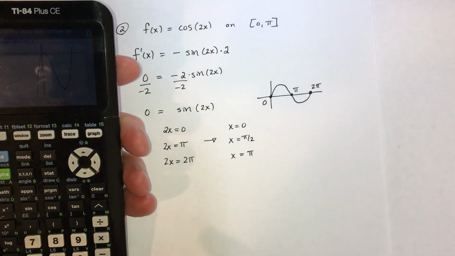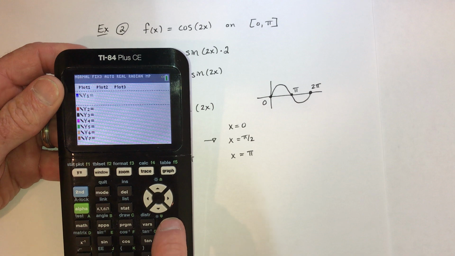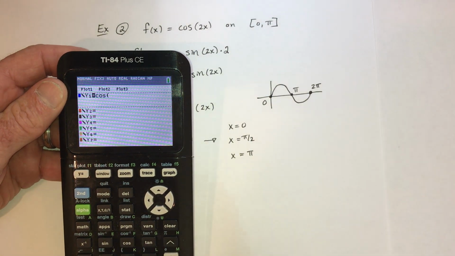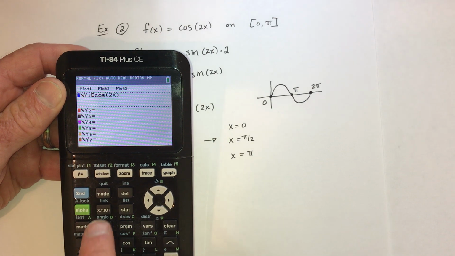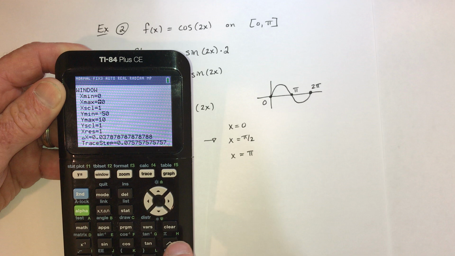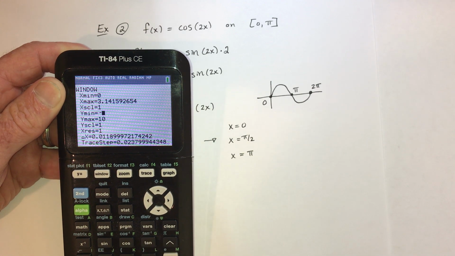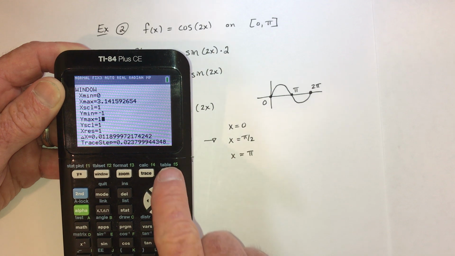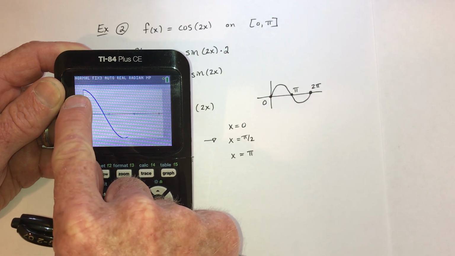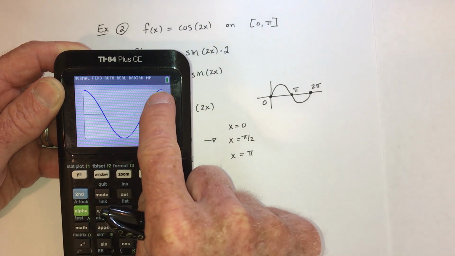And then graph the function and let's see what's going on. So always graph the original function. Cosine of 2x. Change the window to go from 0 to pi, and the y range from -1 to 1. So it's at the top of the hill right there, so that's one answer. It's at the bottom of the valley right there, and it's at the top right there.